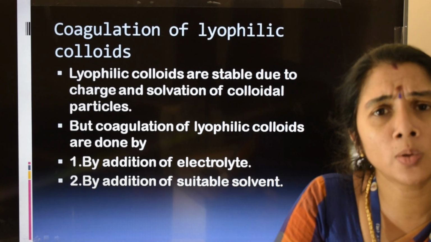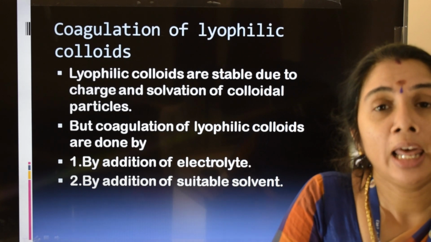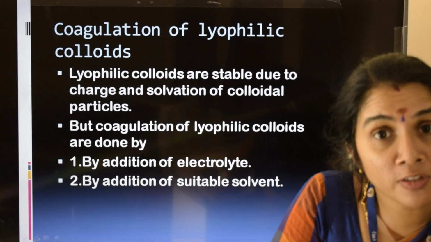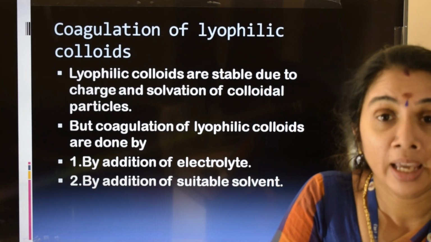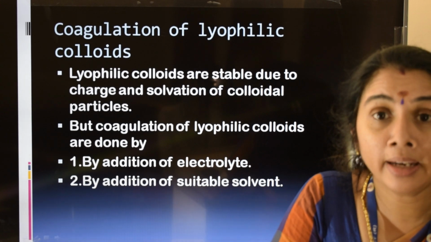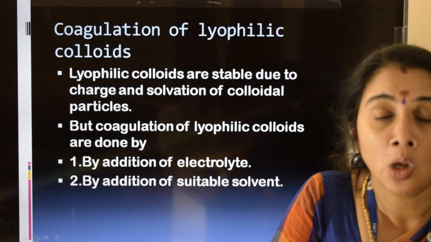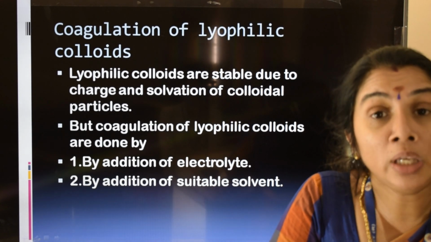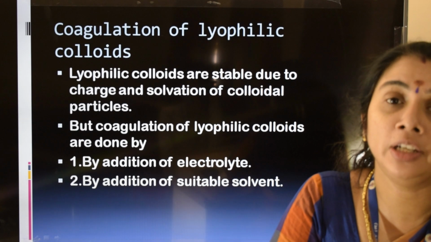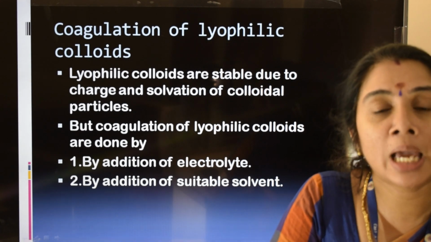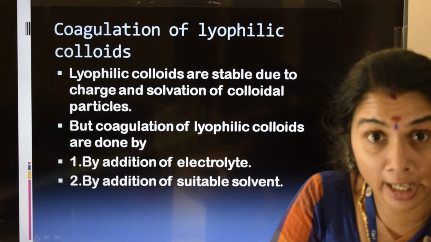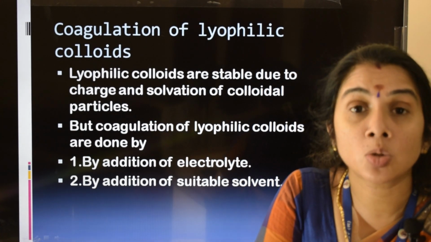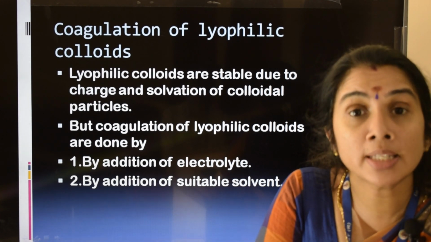What about lyophilic sols? As you all know, in the case of lyophilic sols, there is a great affinity between the dispersed phase and the dispersion medium. Hence they are highly stable and can be prepared by a direct method. So to separate them is a little bit difficult. But still we can coagulate lyophilic sols also. Lyophilic sols can be coagulated either by adding an electrolyte or by adding a solvent. That is, we are changing the medium also. Lyophilic colloids too get coagulated.